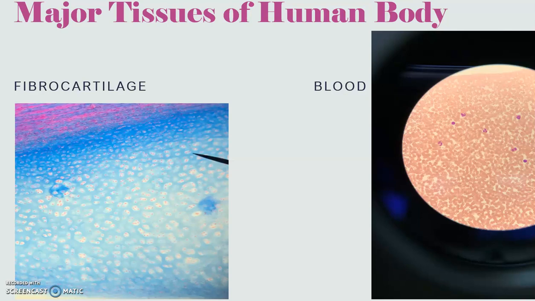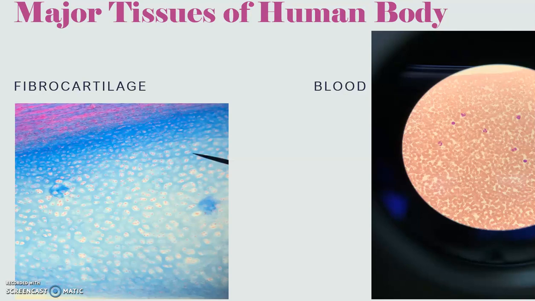Erythro for red, cytes for cell. The purple structures that you see are going to be our white blood cells. White blood cells are also called leukocytes. Leuko for white, cytes for cell. And the third type of formed element that you cannot view on this particular slide will be our platelets.